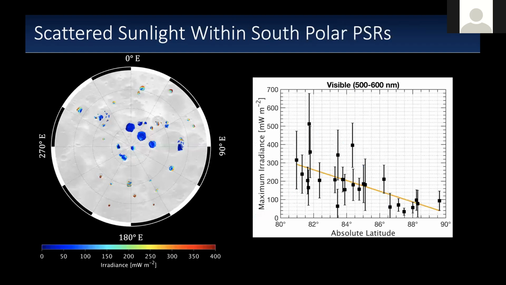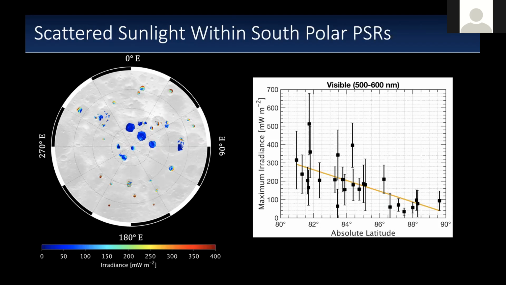So here's a summary of some of the work that we've done so far. We've applied this model to different permanently shadowed regions. On the left is a map that shows the maximum irradiance received. And that same value is plotted as a function of latitude on the right. One thing to point out here is that as you move away from the pole, the amount of light that you get increases. And that's simply due to the fact that you have lower incidence angles as you move away from the pole.